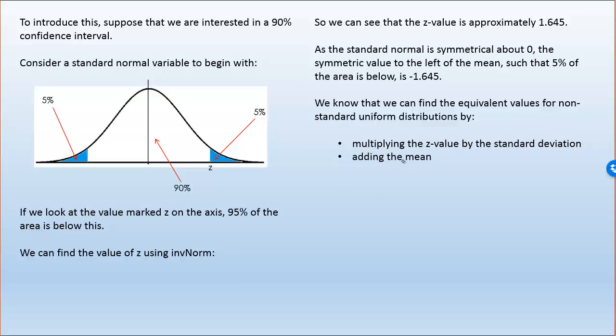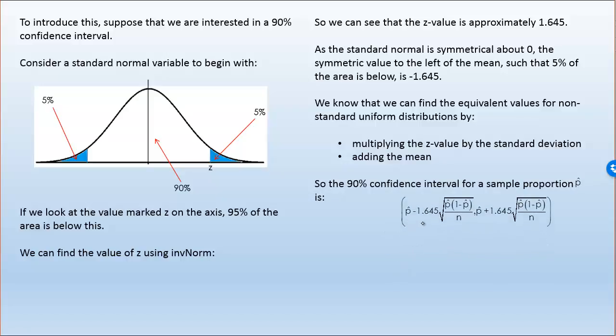So that's a movement of location by adding the mean, which moves it along to a new mean, and multiplying changes the shape of the distribution. So the 90% confidence interval for a sample proportion p hat is p hat take away 1.645, which was this Z value, times the square root of p hat (1 minus p hat) over n, which we know is the standard deviation, and then p hat plus the same thing. So this would be our confidence interval.